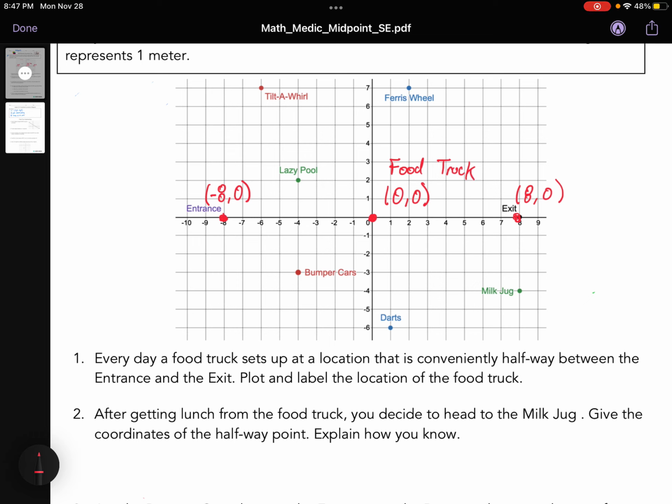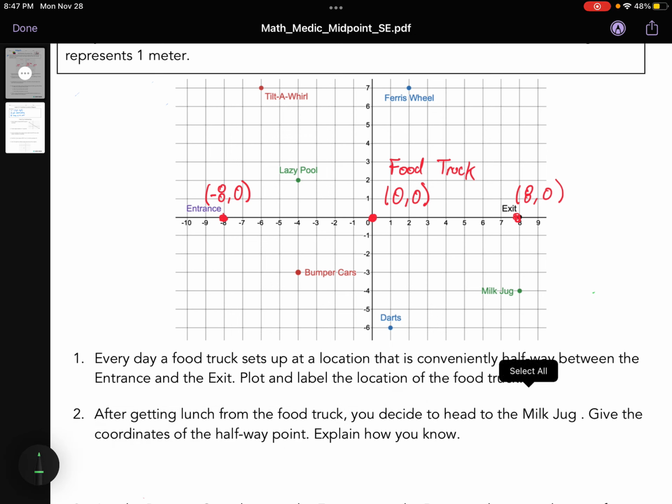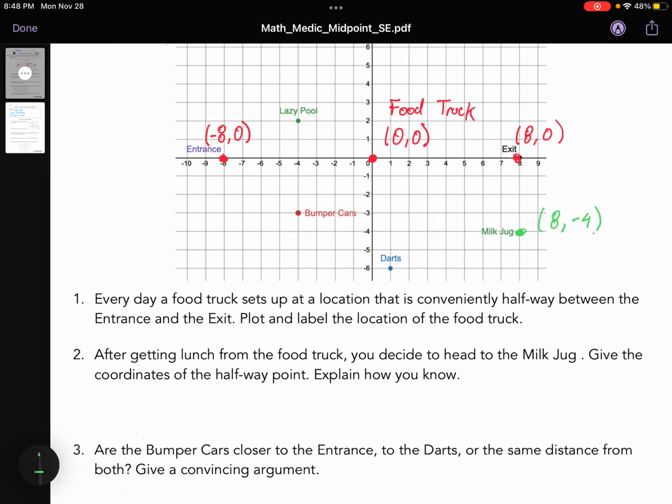Question number 2. After getting lunch from the food truck, you decide to head to the milk jug. Give the coordinates of the halfway point. Explain how you know. The milk jug, let's start drawing in green, is right here. The location of this is at 8, -4. We need to find the midpoint between the food truck and the milk jug.